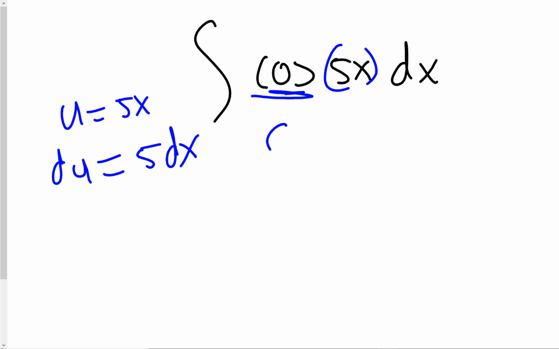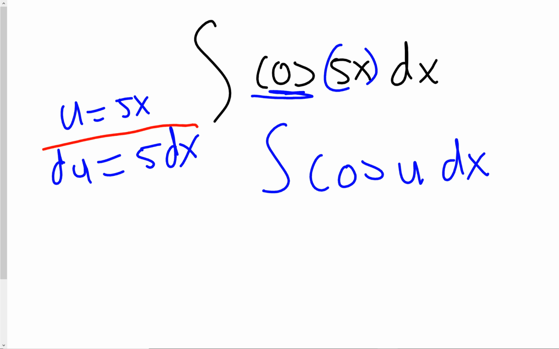So then substitute your u in. We know the integral of cosine, so it's cosine of u, but we still have this dx out here. So I need to solve this equation for dx. So again, we just divide by 5. Now I can substitute that in, cosine of u, and it's du over 5.